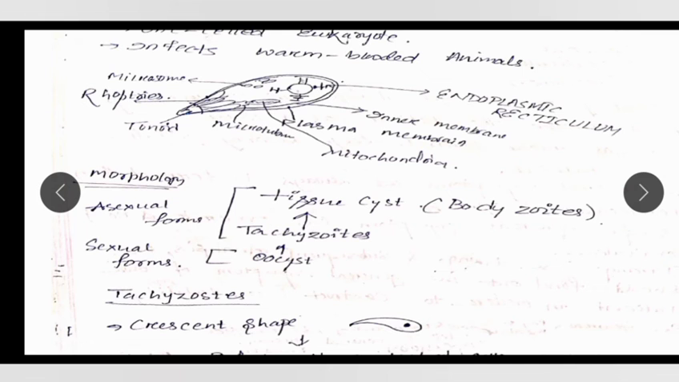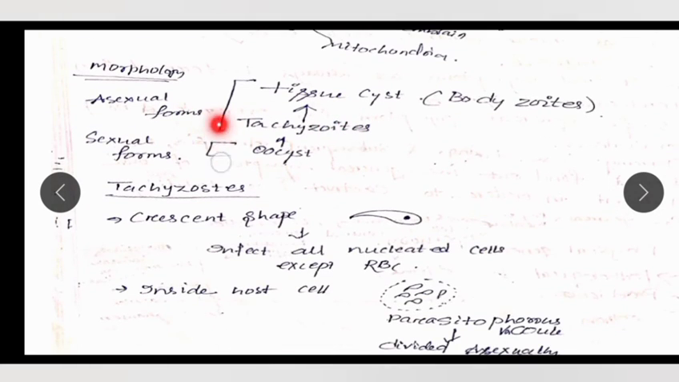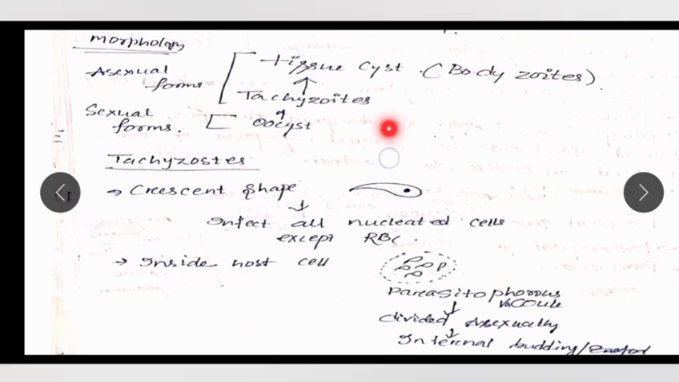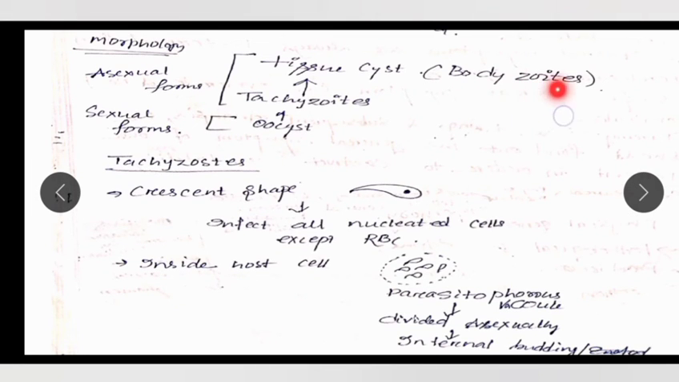Now we go to the morphology. Toxoplasma gondii has two forms, one is an asexual form, another is a sexual form. The asexual form mainly consists of a tissue cyst, which is formed from the tachyzoites. The sexual form is an oocyst. So the oocyst is converted into a tachyzoite, which is converted into a tissue cyst. Tissue cyst is the bradyzoite cyst.